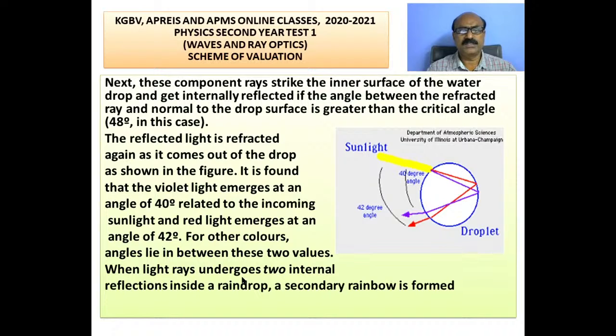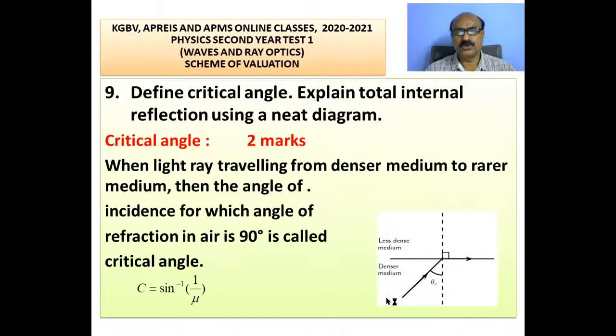When light rays undergo two internal reflections inside a raindrop, a secondary rainbow is formed. So a secondary rainbow will also form if two internal reflections take place inside the raindrop. So this is all you are supposed to write down in this question, which carries 3 marks, and the figure carries 1 mark.